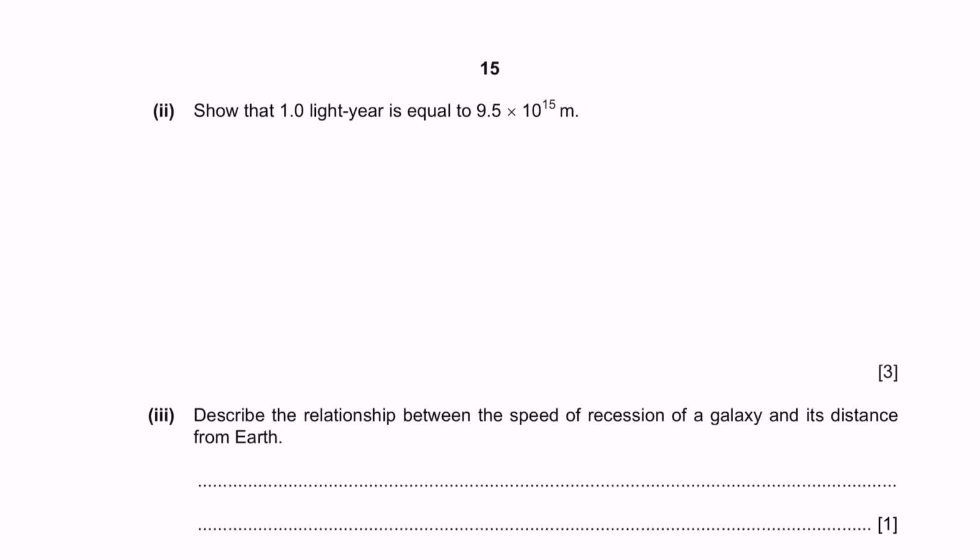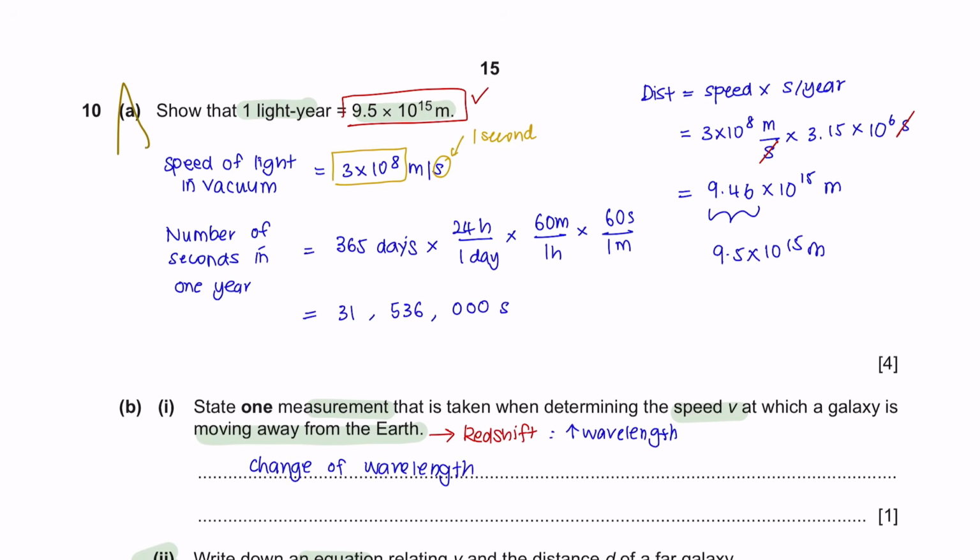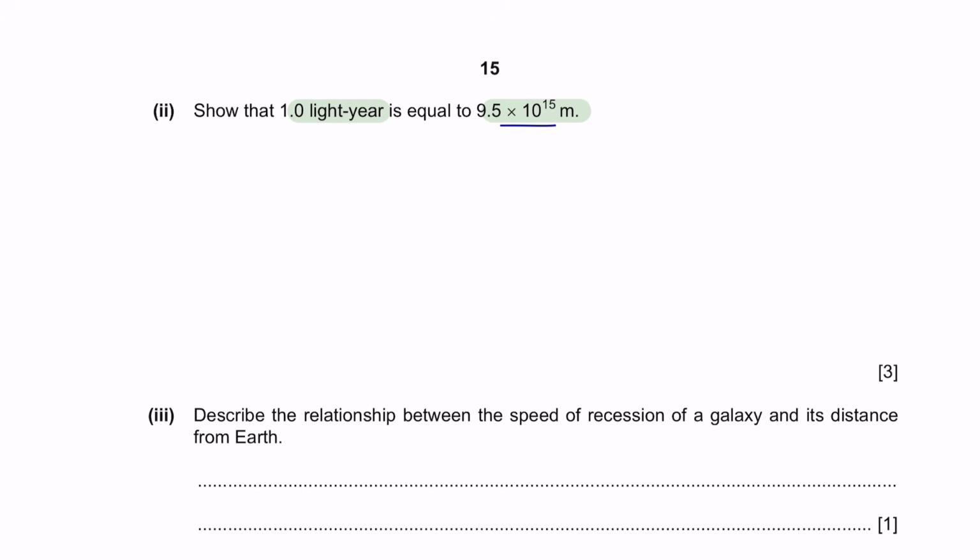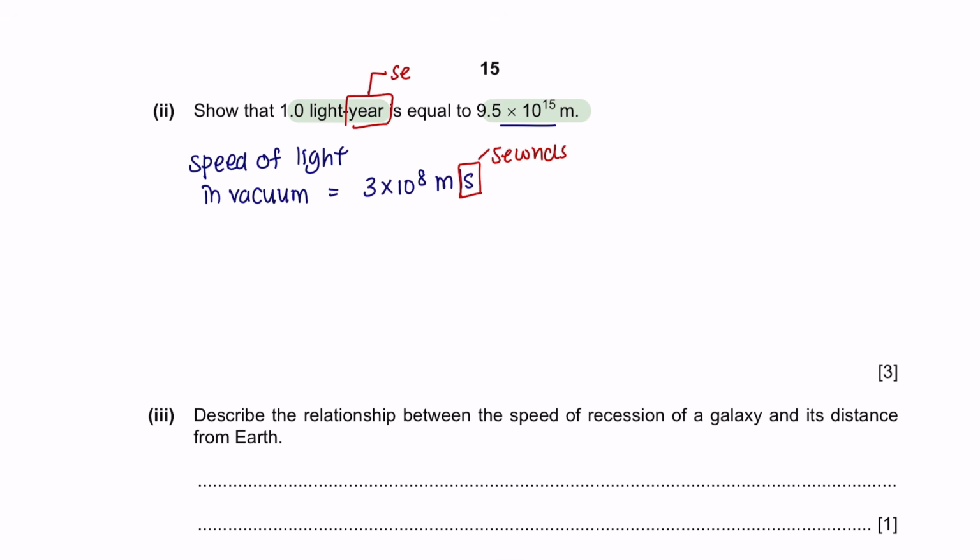Part 2. Show that 1 light year is equal to 9.5 times 10 to the power of 15 meters. This question is exactly similar to the May-June 2023 Paper 4.3 question 10. So we know that the speed of light in vacuum is 3 times 10 to the power of 8 meters per second. Since this measurement is calculated in seconds, let's convert 1 year into seconds.